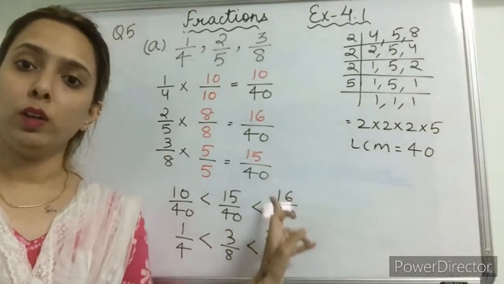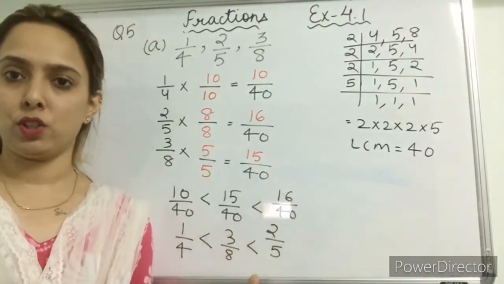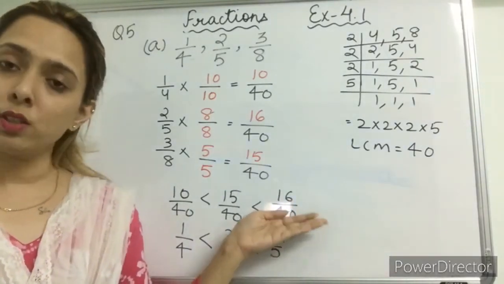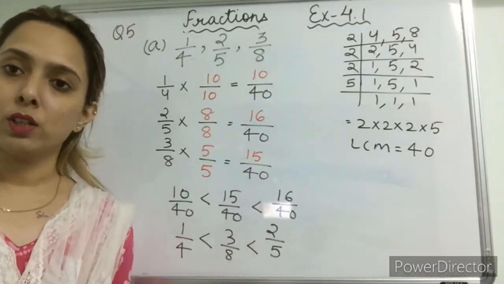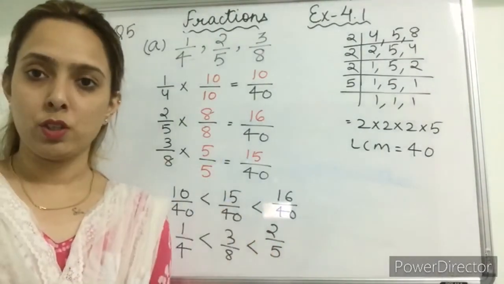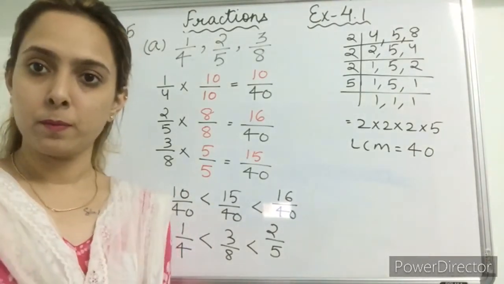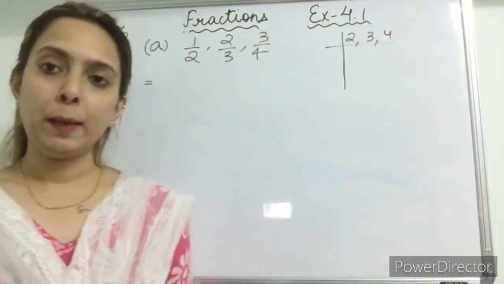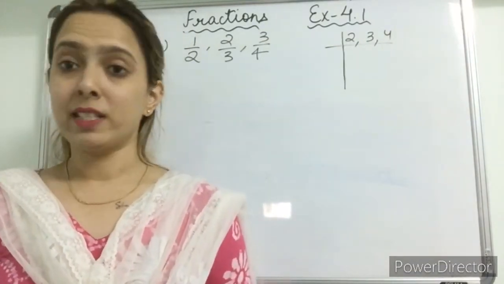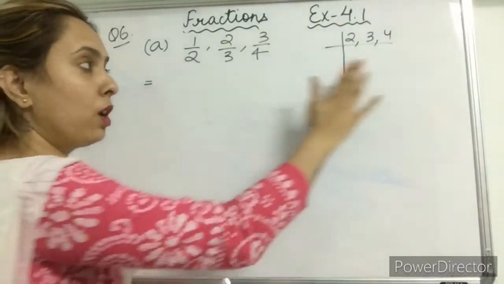Then you will change the direction of the like fractions, and according to the like fractions you will write the unlike fractions from the question. So I would like to explain one more question to you, 6th A part of exercise 4.1. Write the fractions in descending order. Same procedure. All these fractions are unlike fractions.